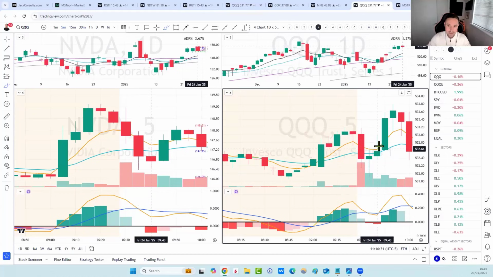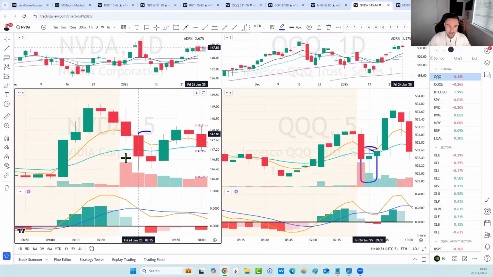So then if you look at 935 for the triple Qs, that bar there, 935 for NVIDIA, you're starting to see it now. You're starting to see the story unfold. So what does NVIDIA do? Well, NVIDIA breaks down through its 5-minute 6 EMA, its 5-minute 21 EMA, and this bar here at 935 is a much more bearish bar than this bar here for the Qs at 935. Qs is more of a shakeout. NVIDIA, it's just rolling out of bed.